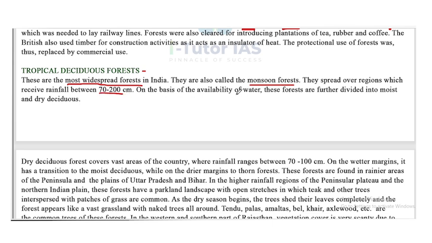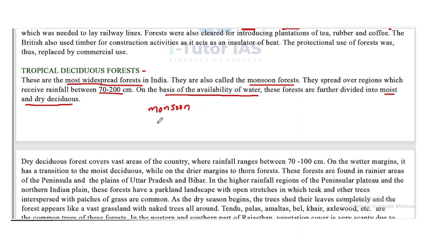On the basis of the availability of water, these forests are further divided into moist deciduous forest and dry deciduous forest. So what is tropical deciduous forest? They are the most widespread forest in India, and they are also known as monsoon forest.